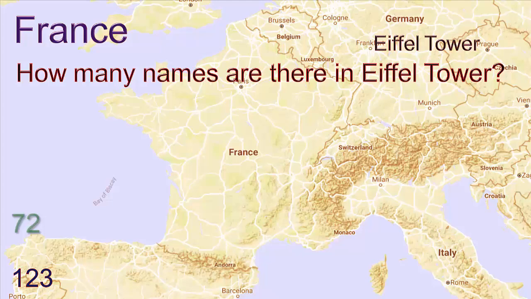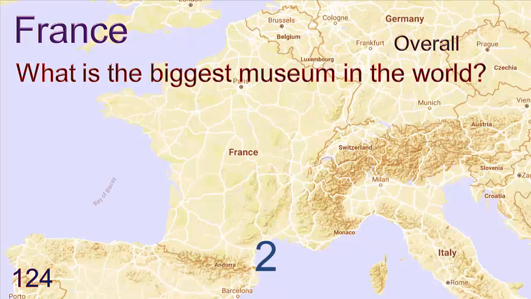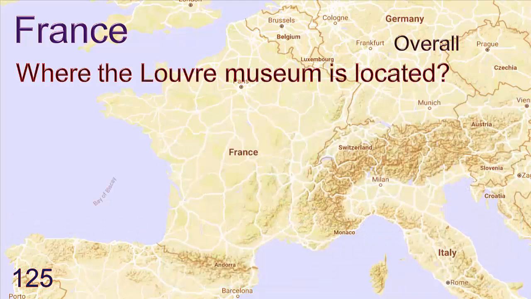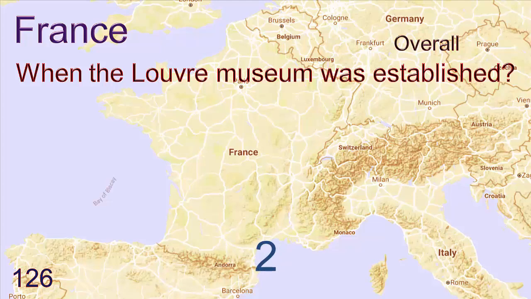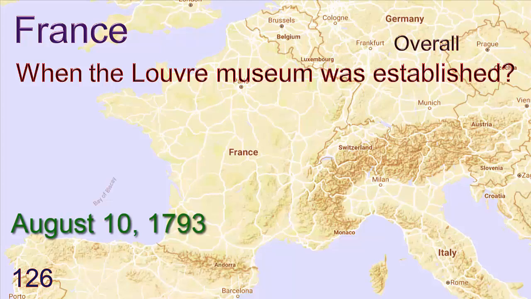How many names are there in Eiffel Tower? 72. What is the biggest museum in the world? The Louvre. Where the Louvre Museum is located? Paris, France. When the Louvre Museum was established? August 10, 1793.